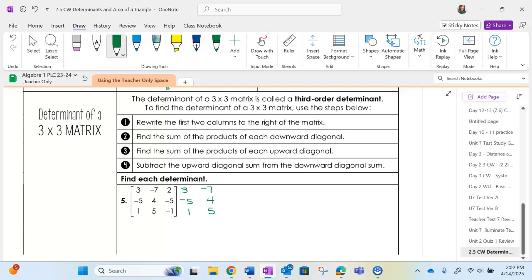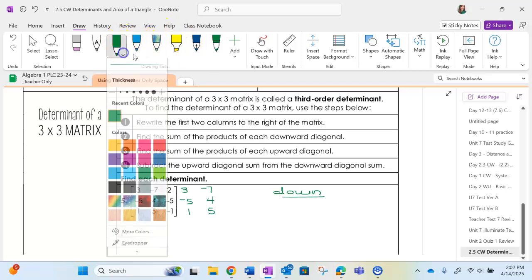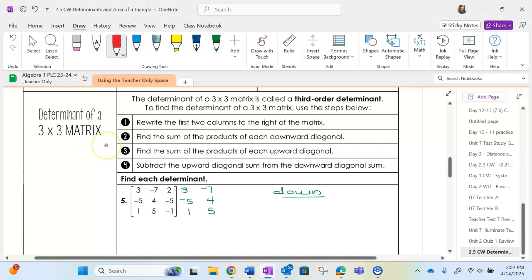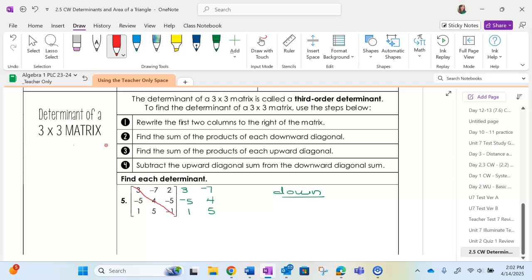Please copy correctly. Now, we're going to find the sum of the products of each downward diagonal. So we're going to go down first. I'm going to pick a different color. We'll use red. Starting in the top left, we're going to draw a line diagonally through these three, and we're going to multiply. 3 times 4 is 12. 12 times -1 is -12. Now we're adding, plus.